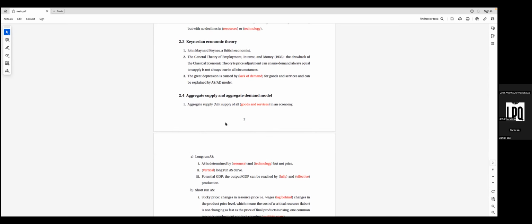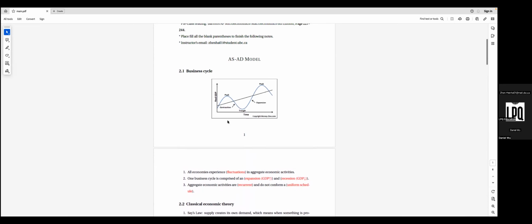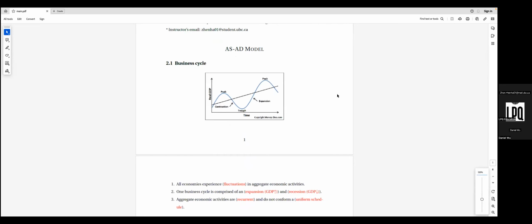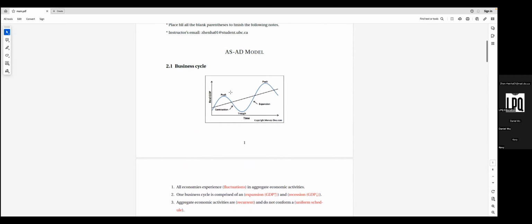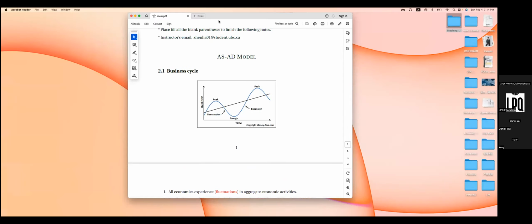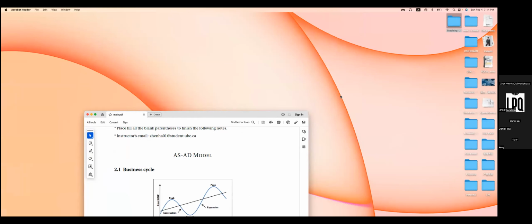Pretty much similar, but there are some differences between these two models. We will discuss some differences between the supply and demand model and the AS-AD model. But first, I need to send the notes again. Send notes number two again.